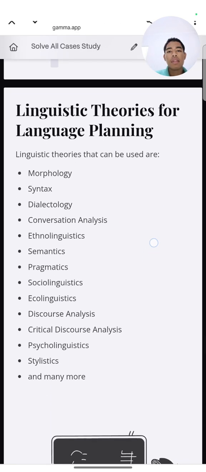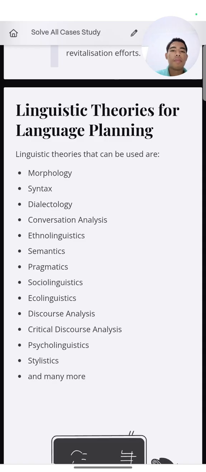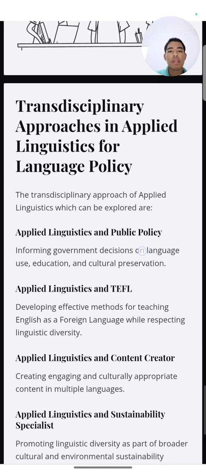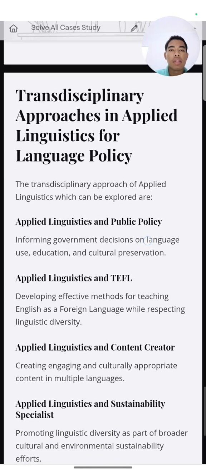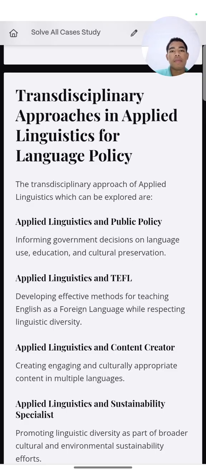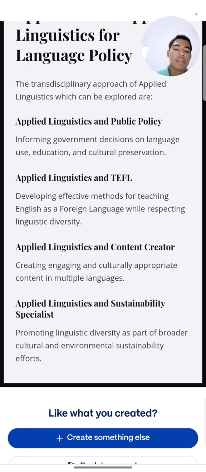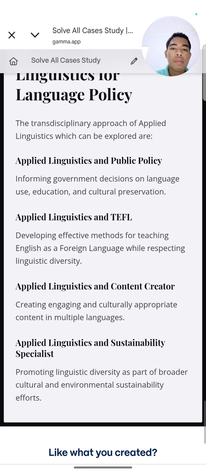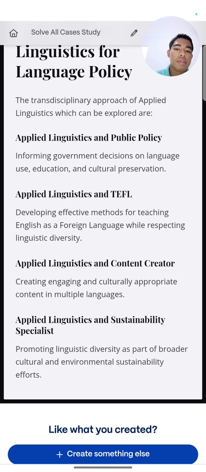There are linguistic theories for language planning. Transdisciplinary approach in applied linguistics for language policy. Number one, applied linguistics and public policy. Applied linguistics and TEFL. Applied linguistics and content creators. Applied linguistics and sustainability specialists.